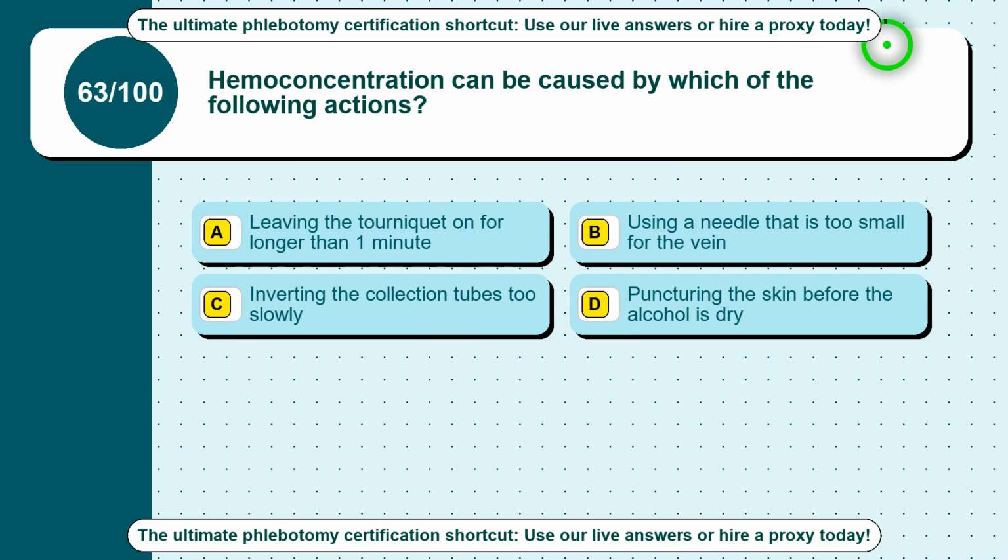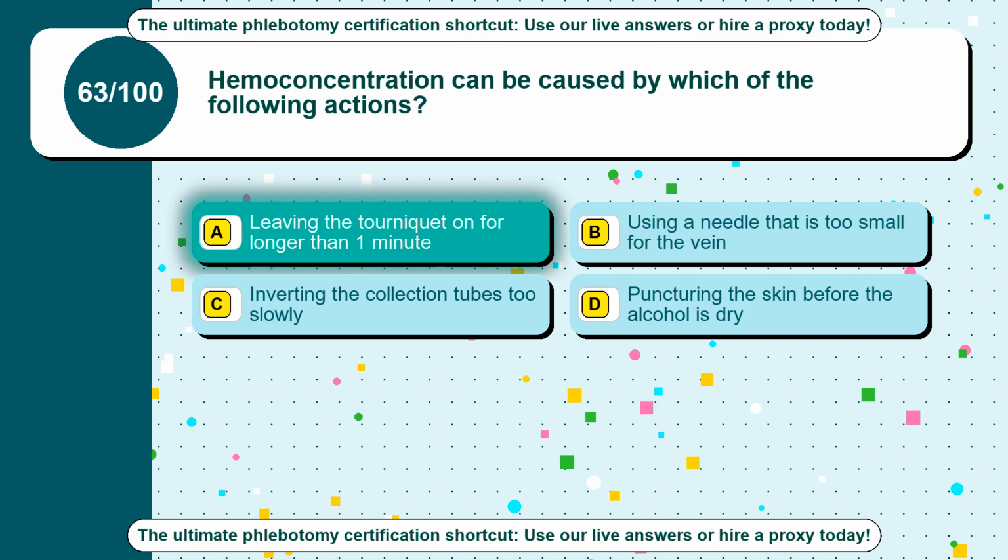Question 63. Hemoconcentration can be caused by which of the following actions? Option A, leaving the tourniquet on for longer than 1 minute. Option B, using a needle that is too small for the vein. Option C, inverting the collection tubes too slowly. Option D, puncturing the skin before the alcohol is dry. The correct answer is option A, leaving the tourniquet on for longer than 1 minute.